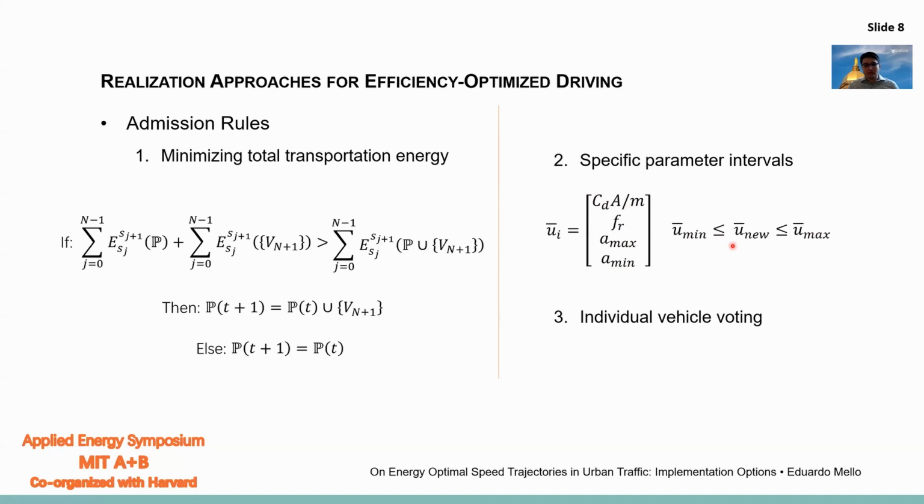formation. The third and final rule is the individual vehicle voting, and in this rule, every vehicle is going to analyze its energy consumption with and without that candidate vehicle in the formation. If most of the vehicles observe savings with the union of that vehicle with the platoon, then the vehicle is accepted in the formation. Otherwise, the vehicle is rejected.